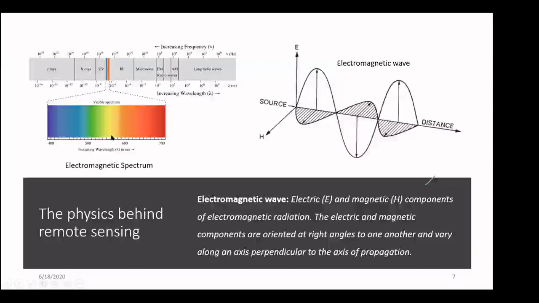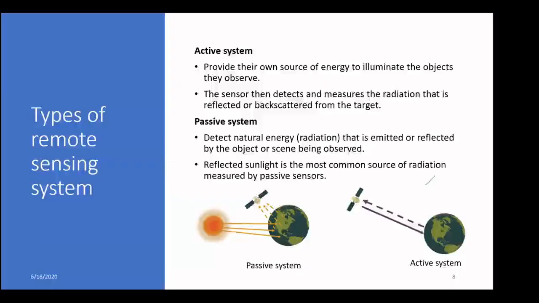Earlier, when remote sensing started, we used to utilize the electromagnetic spectrum especially between 400 to 700 nanometers, because that was quite popular. After that we started utilizing infrared, and now we have started utilizing ultraviolet also. The system of remote sensing can be broadly classified into two ways. One is active, another one is a passive system.